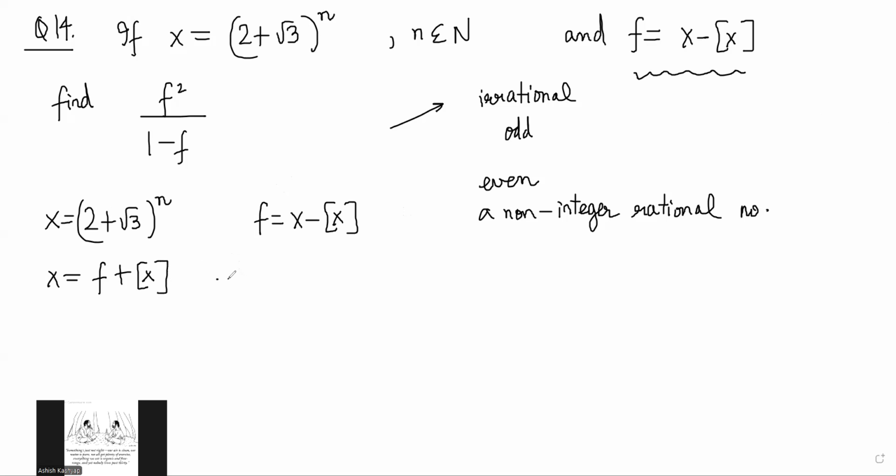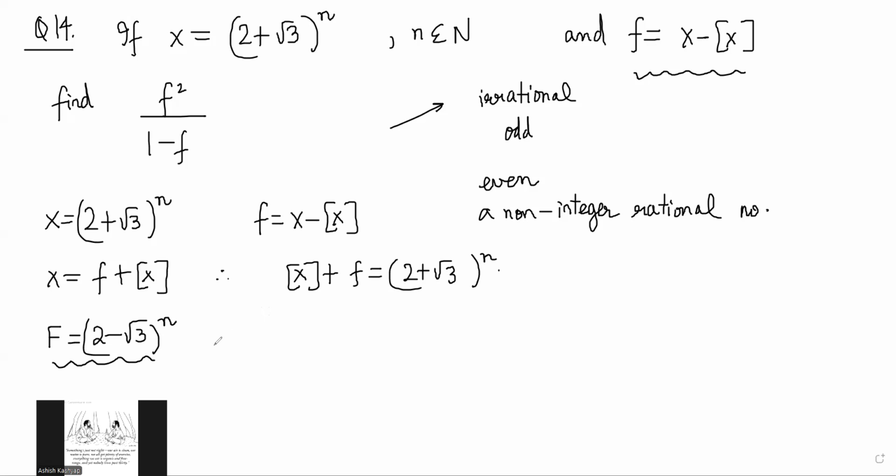So basically we know gif of x plus f is equal to 2 plus root 3 to the power n, right? Now we'll call a new binomial series capital F, which is 2 minus root 3 to the power n, and we know that capital F is between 0 and 1 because 2 minus root 3 is less than 1, right?